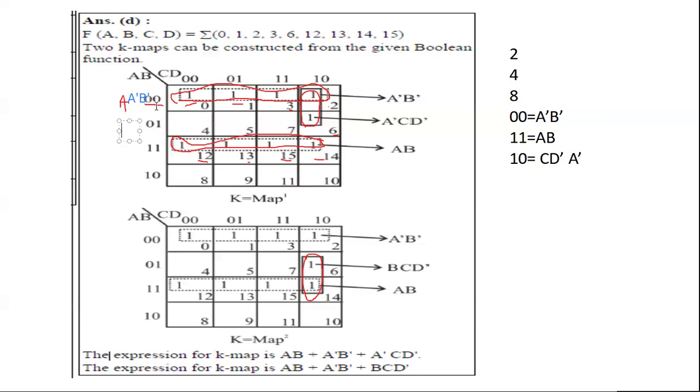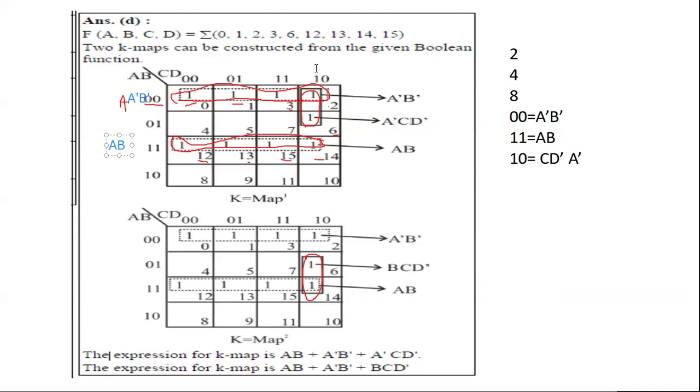Here A bar, B bar is common. Similarly, you can see here 1, 1. That means A, B is common here. So in this row we will get the value AB, and in this row we will get A bar, B bar.